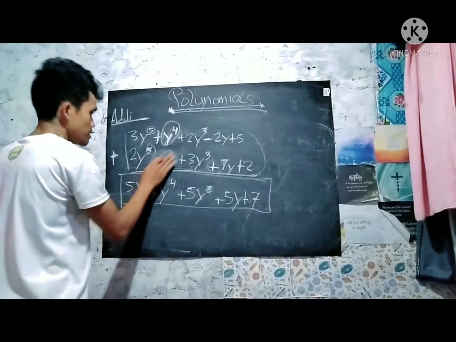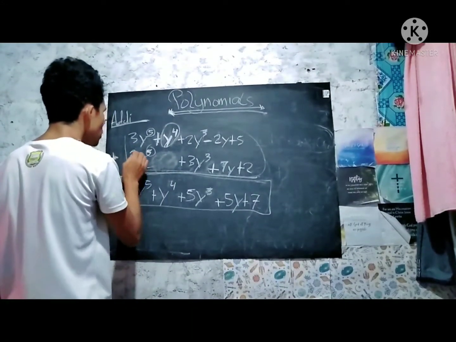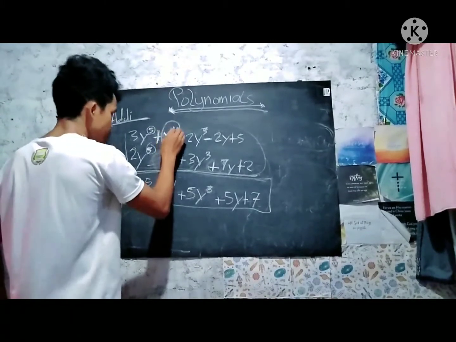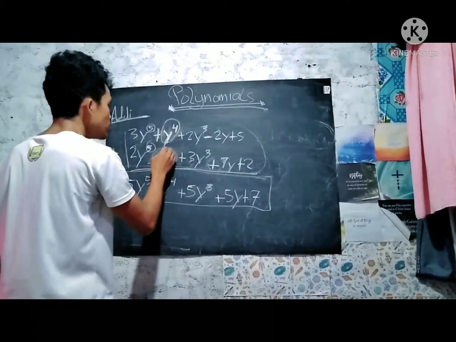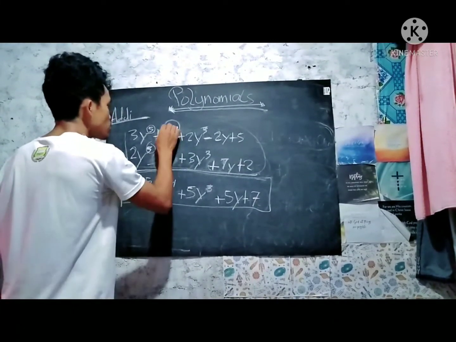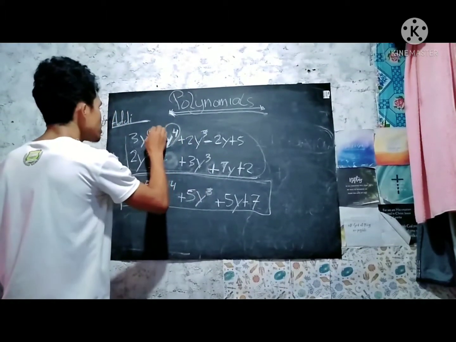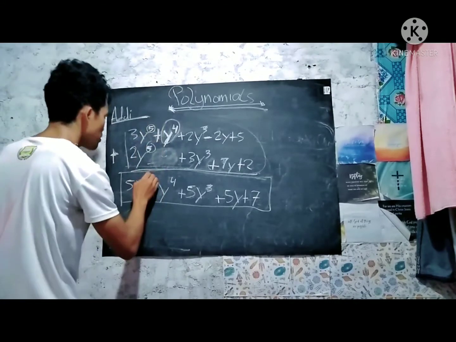Again, if the lower equation has no value like this, we just copy this one. And if the power is the same, we just copy that power.